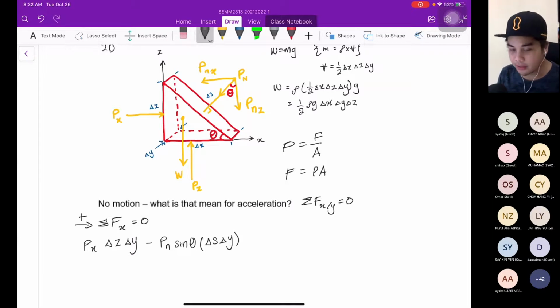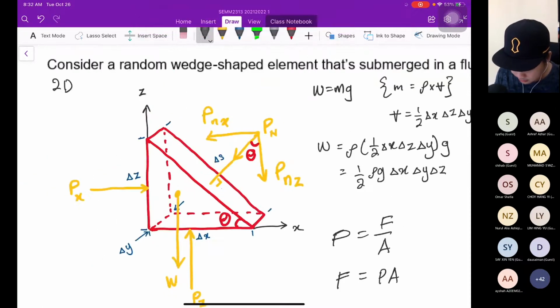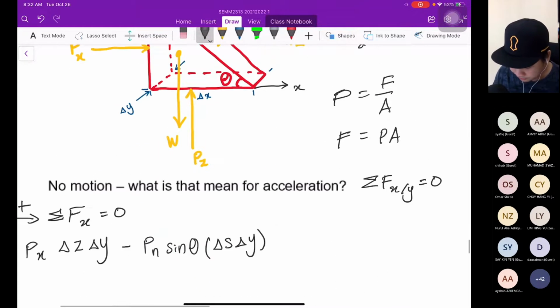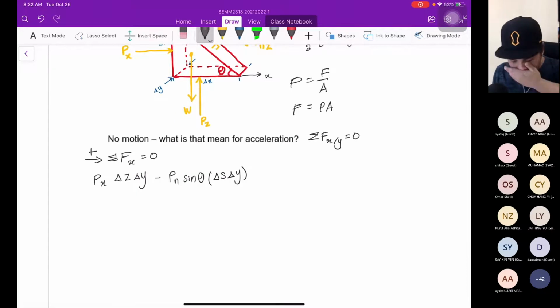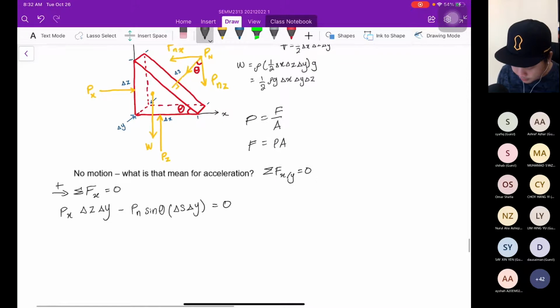I hope all of you know, yeah? The area must be perpendicular here. And then, do we have any other force? I think no, equal to 0. From here, I want to eliminate sine theta. I don't want to have sine theta. How do I remove sine theta?